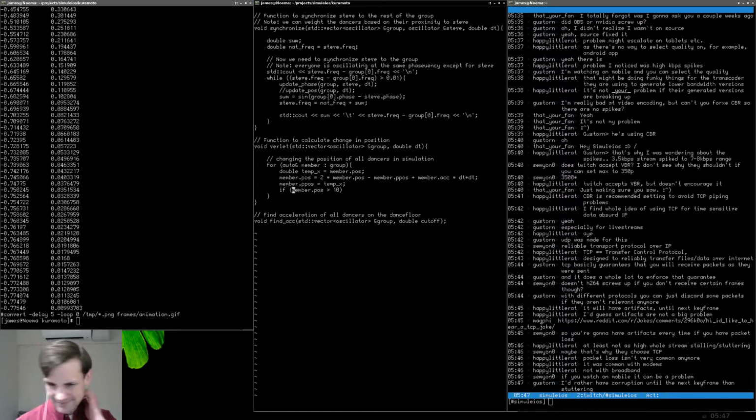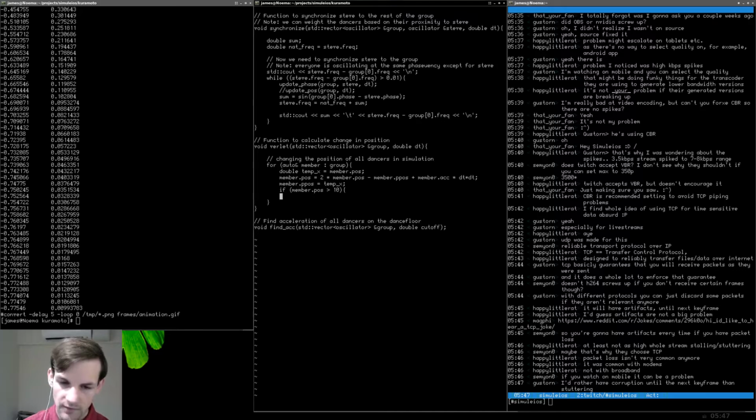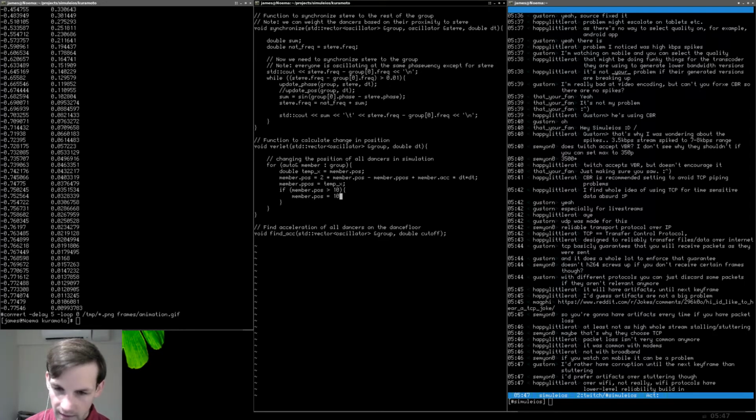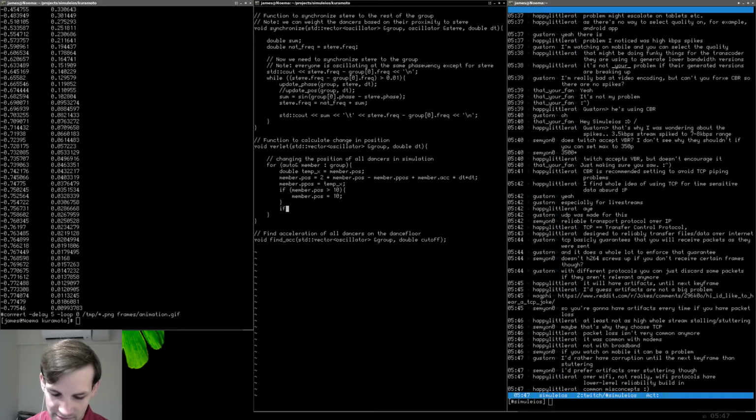Anyway, so we're going to say if member dot position is greater than 10, we're going to say the following. Member dot position is going to be equal to 10. And the reason we're doing this, guys, is just because he can't really get over that size. I mean, that's the size of the dance floor, right?